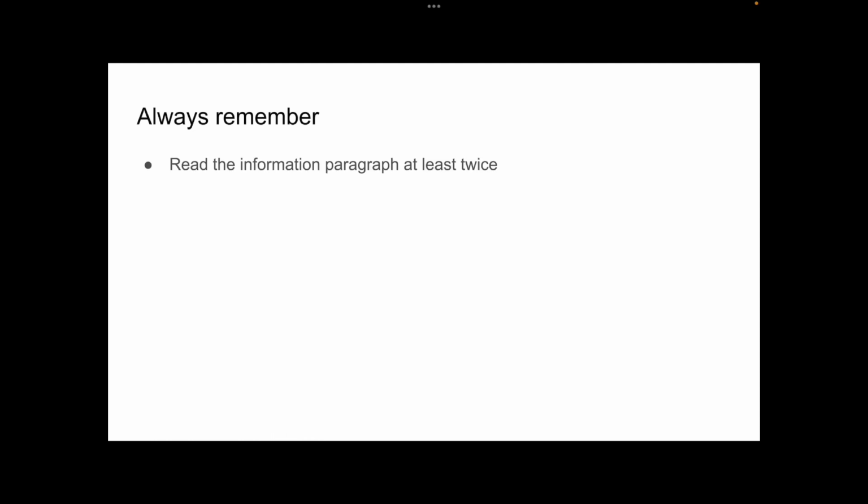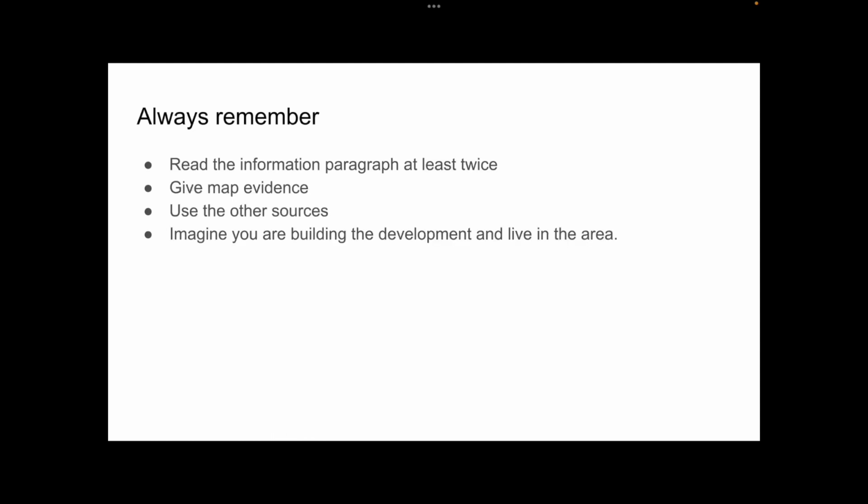Okay, now the key thing about the mapping question that is skills based, it's best to practice and to bring them in to get marks. But my kind of key things to remember is read the information you get at least twice in the paragraph and the different graphs and the sources. Always give your 4 bits of map evidence. Always use the other sources because there's another 2 marks available for them. And I try and say to people, put yourself in that developer's shoes. Imagine you are building it. What are you going to need of the piece of land? And then also imagine you were living there and what is the impact that that's going to have on you.